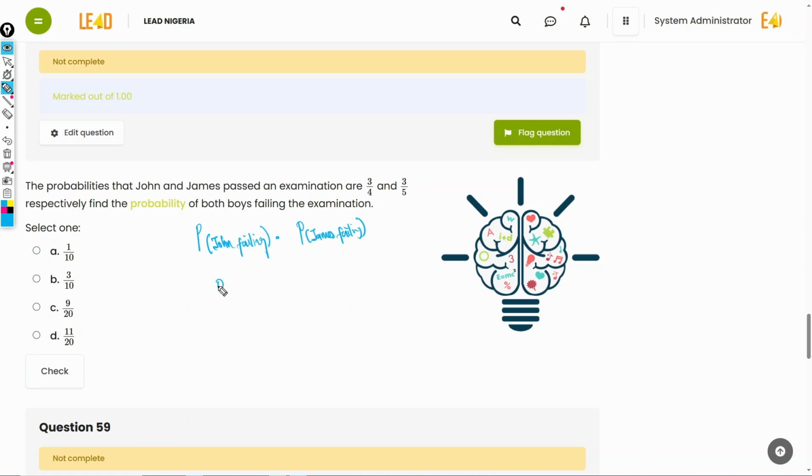So the probability of John failing is 1 minus the probability of him passing, right? So this is 1 minus 3 out of 4, times the probability of James failing, which is 1 minus 3 out of 5. So this will just leave us with 1 out of 4 times 2 out of 5, which gives us 2 out of 20. It can be simplified to 1 out of 10.